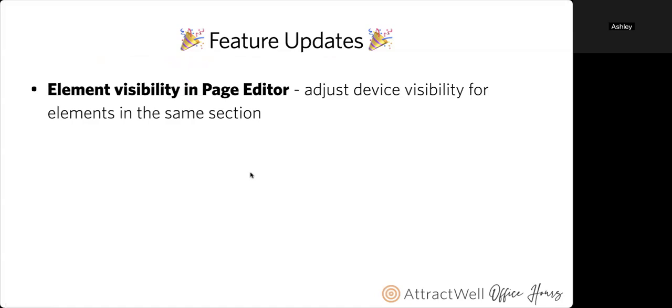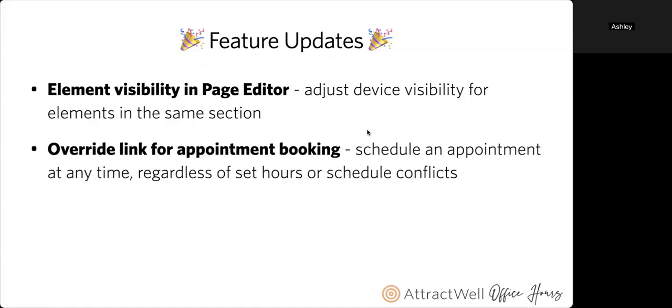All right, now the next thing that Greg has updated for us is an override link for appointment booking. This one is huge, right? So we go through all of the trouble of creating our availability, and maybe we've got a last minute change that we need to make, but we know that it's not working with the schedule that we have set up, but we need to book it. We've got a way to get that done.